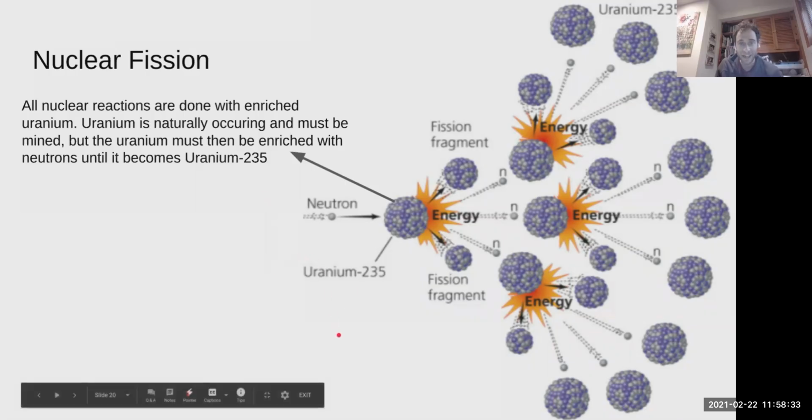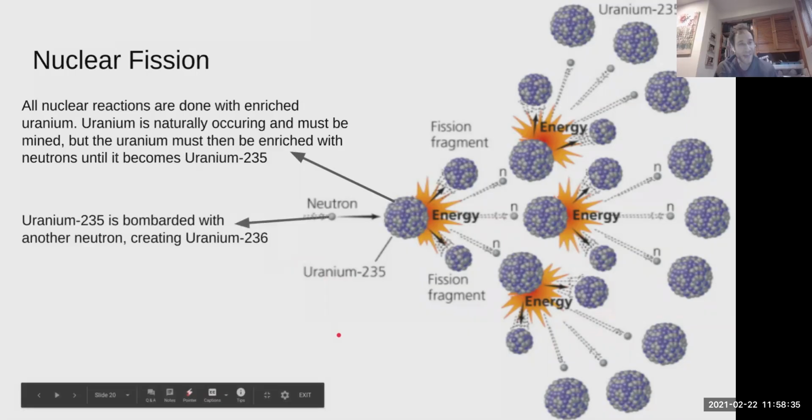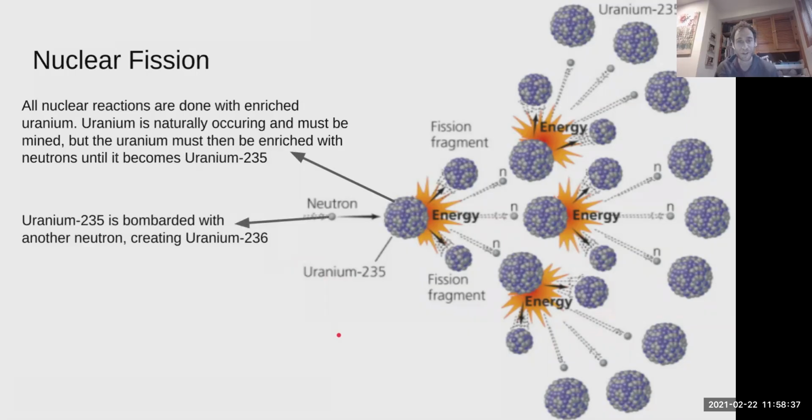So we have to make uranium-235. Then, when we've made uranium-235, we do what's called neutron bombardment. We shoot another neutron at it. Evidently, we can do that. We can shoot neutrons. Fine. It's particle physics.